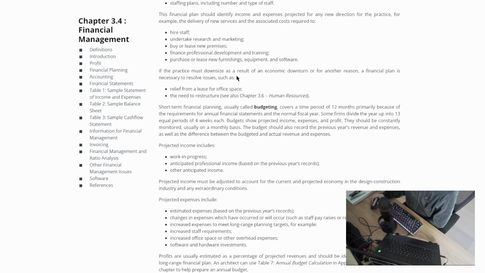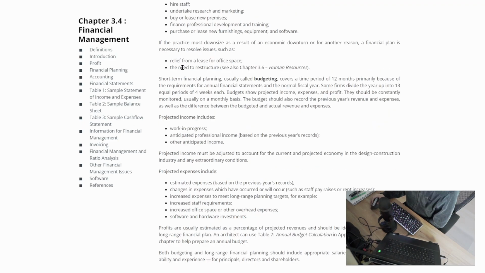If the practice must downsize as a result of an economic downturn or for another reason, a financial plan is necessary to resolve issues, such as relief from a lease or office space, the need to restructure.